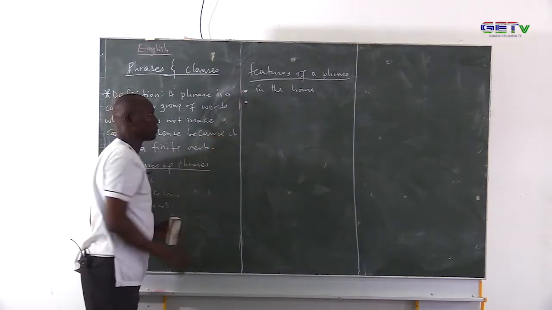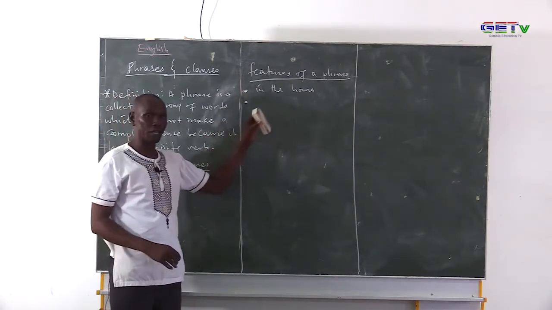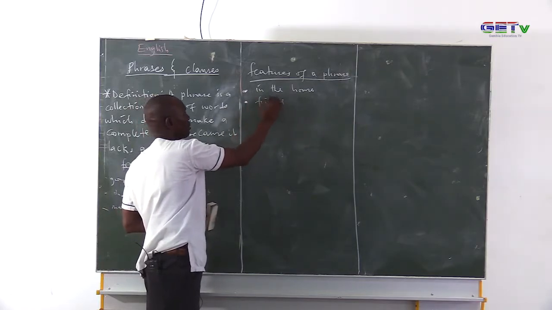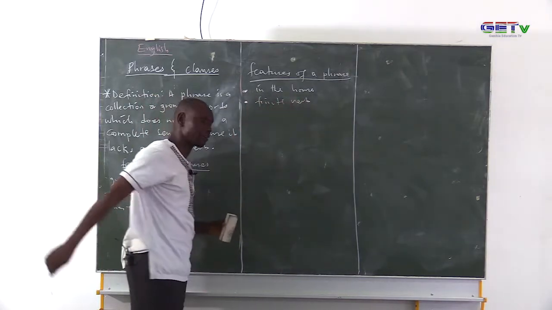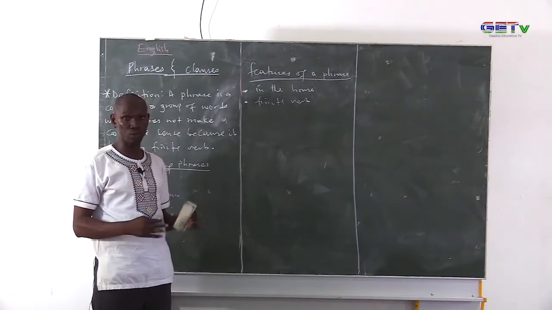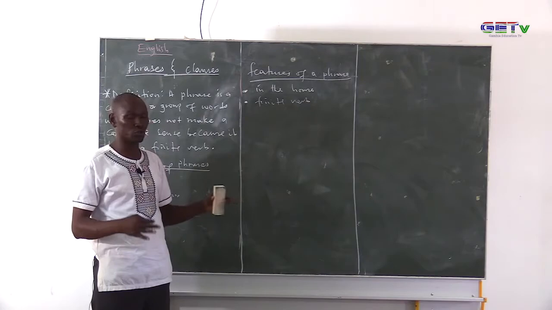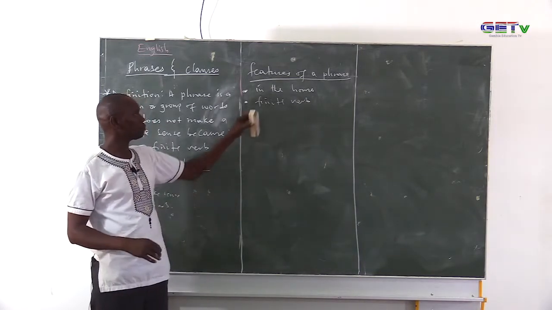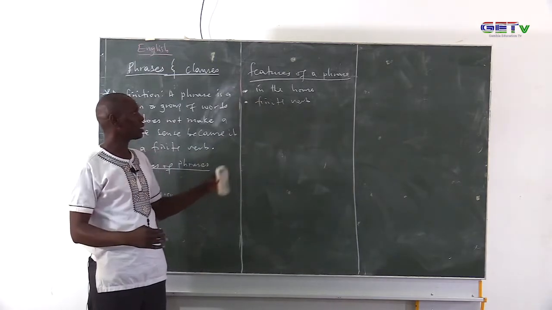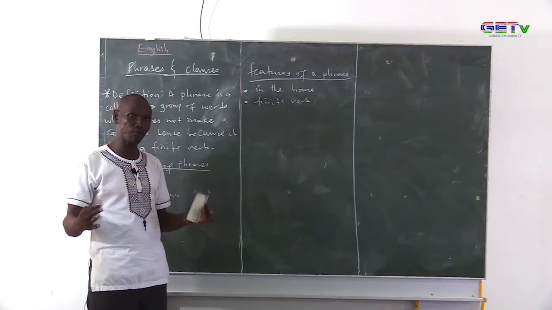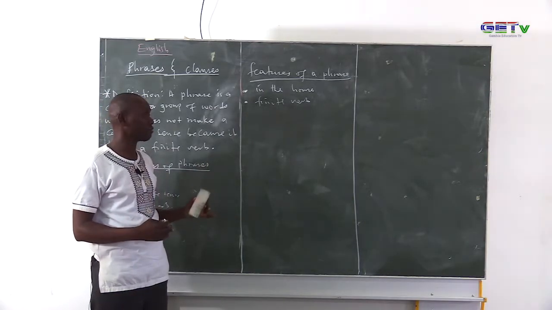Two, it does not contain a finite verb. That's something very important. We may not say phrases are a group of words without verbs. Sometimes people define it that way, but no, phrases are a group of words with or without a non-finite verb. So you may have a group of words like "in the house" with no verb at all, but you may also have a group of words with verbs, and they are still phrases.